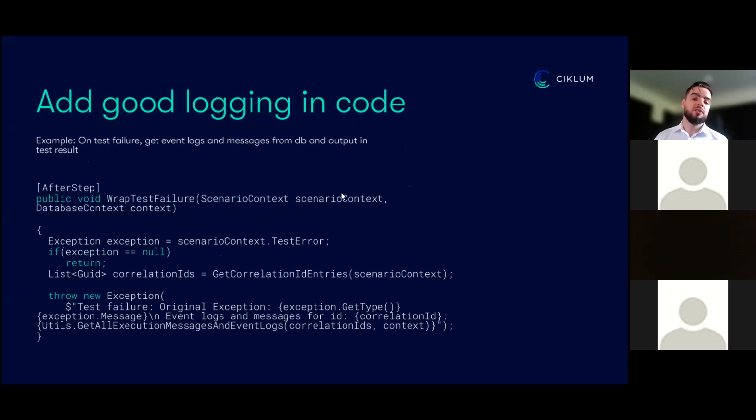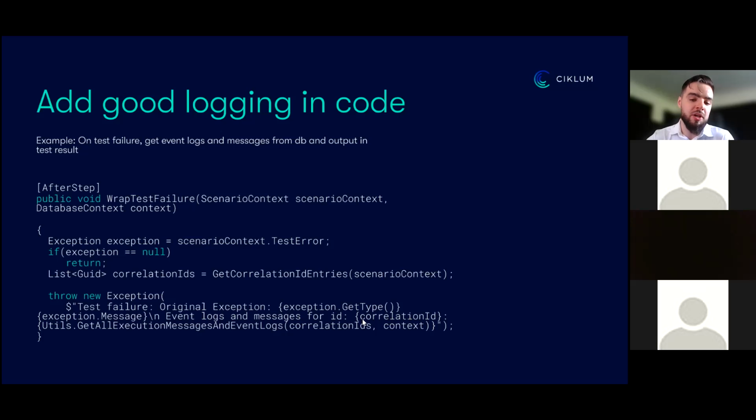And another thing is to add good logging in code. So this is quite self-explanatory, but I would like to show you an example of logging we have in our current project. So we have added an after step. This is basically a SpecFlow hook, which wraps our test failures. And what this means, basically, after the test has failed, we don't only output assertions, even if our assertions are good, we also, in this step, go into the database and get all the event logs and messages for a given ID.